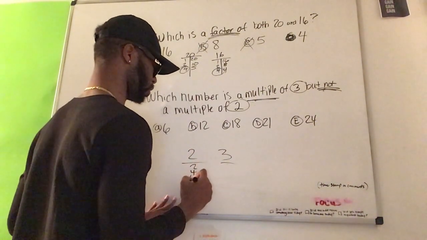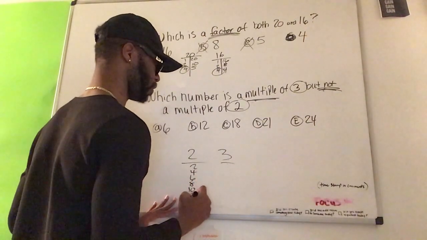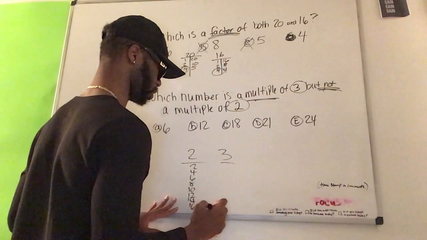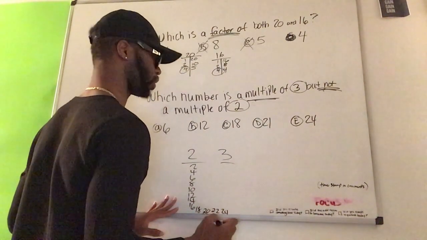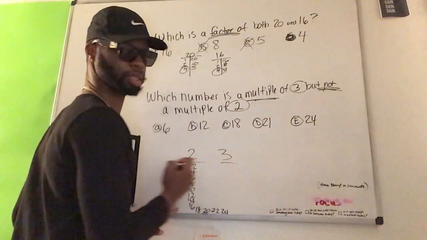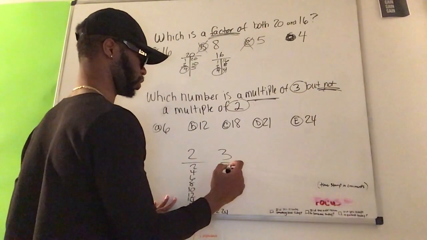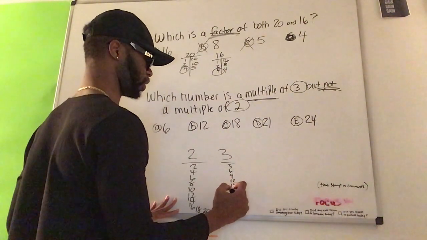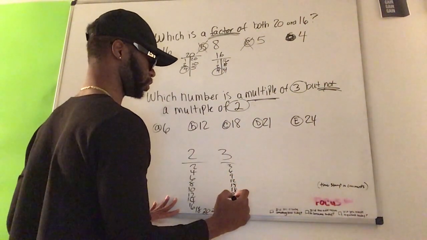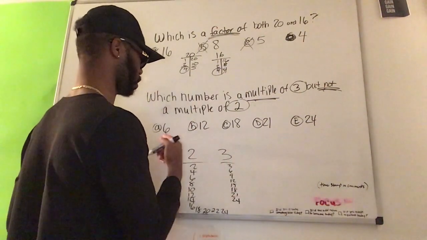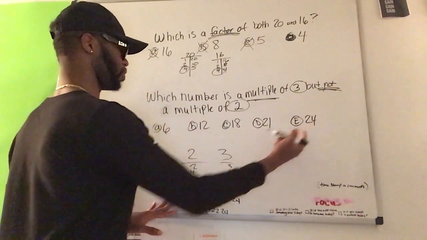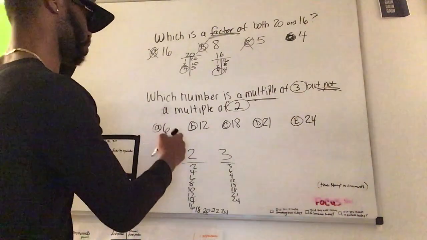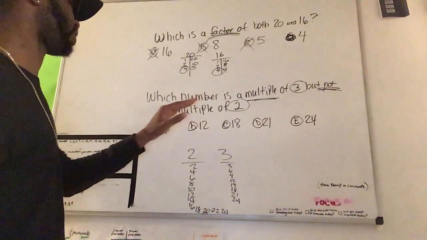2, 4, 6, 8, 10, 12, 14, 16, 18, 20, 22, 24. Okay? 3, 6, 9, 12, 15, 18, 21, 24. I'm going to stop at 24 because that's the highest number on here. So I want to know which of these numbers is a multiple of 3, but not a multiple of 2.